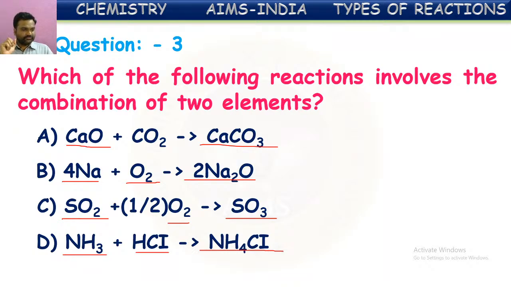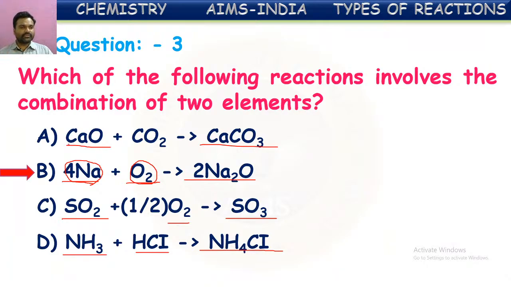Yes, try the answer. Many of you are trying. Yes, exactly. Very nice. Many of you have given the correct answer. That is B. In this reaction, sodium is an element which is combining with oxygen, which is also an element. Finally, they are forming a compound. So combination of two elements is happening here in B, sodium oxide formation.